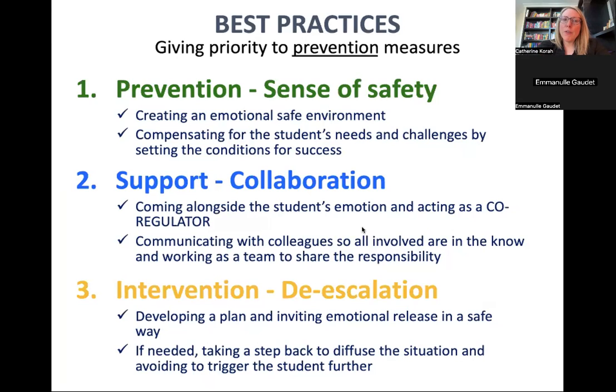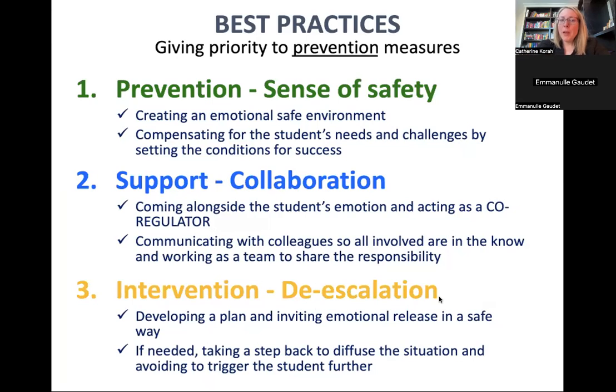At the targeted level, we try to support the student more specifically, collaborating with other adults and collaborating with the child. And so acting as a co-regulator and communicating with all of the adults involved to make sure that we're all in the know about what those potential triggers are, being careful about the approach that we use and so forth to not trigger the child further.